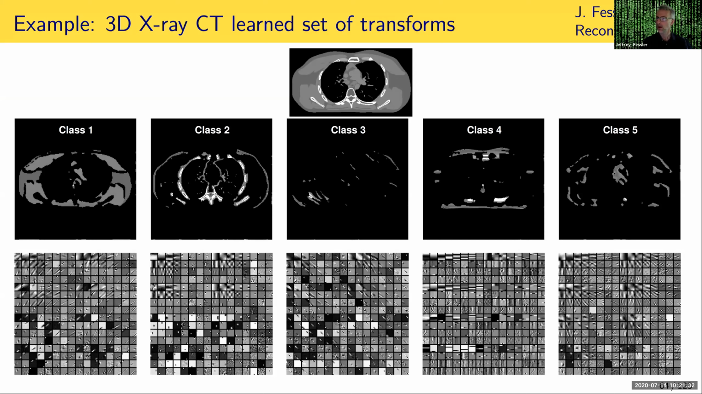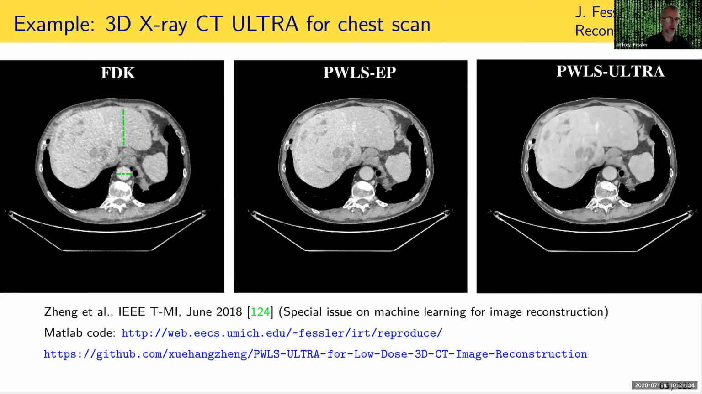All right. Now, somebody might be thinking at this point, but wait, you learned on XCAT and you applied to XCAT, it's different slices, but it's still the same kind of structures. XCAT Phantom did come from an actual patient, by the way, so it's anthropomorphic in that sense. We've also applied this to real data, and here's one example that came from that special issue of the TMI.